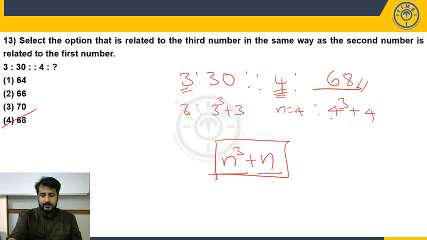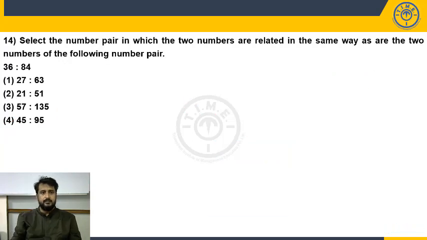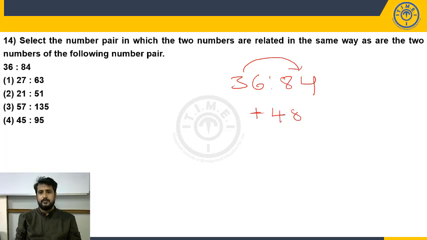We are discussing here all different kinds of logics. So please practice. Now, the last question for this session. 36 is to 84. In this pair, you have to identify the logic. So by looking at this, here to here it is increasing. Okay, 36, 84. How much has it increased by? 48.